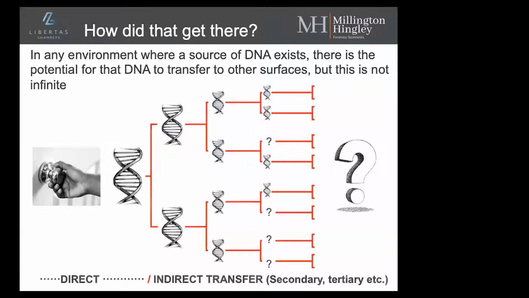If I touch something, if I handle something, if I have a direct association with an item or a surface, then we typically call that direct transfer. Anything beyond that is called indirect transfer, and you might hear terms of secondary transfer or tertiary transfer, but these are all indirect methodologies to transfer DNA from the original donor to other surfaces.